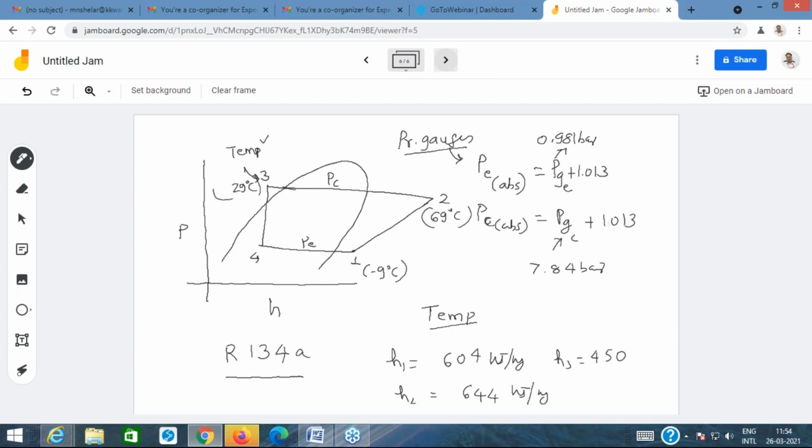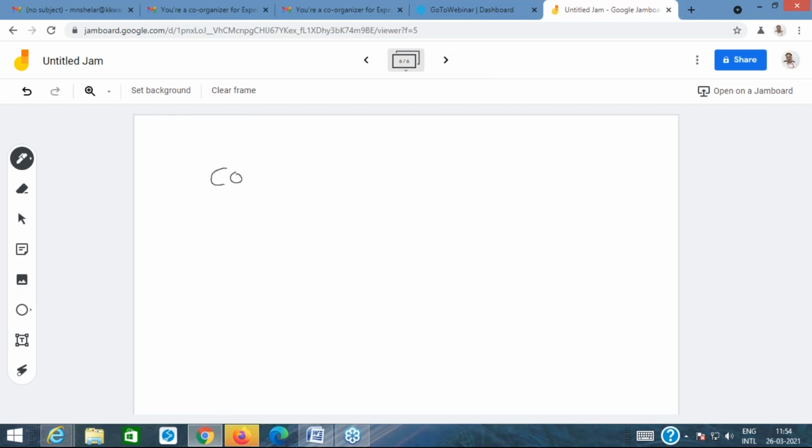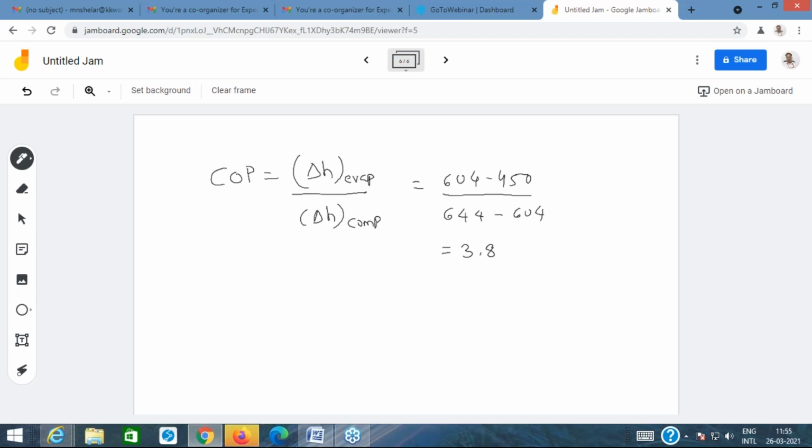Now, how do you find the COP? COP is pretty simple. COP is the delta H across the evaporator upon delta H across the compressor. So this is 604 minus 450 upon 644 minus 604. If you solve this, you'll get the coefficient of performance as 3.85.